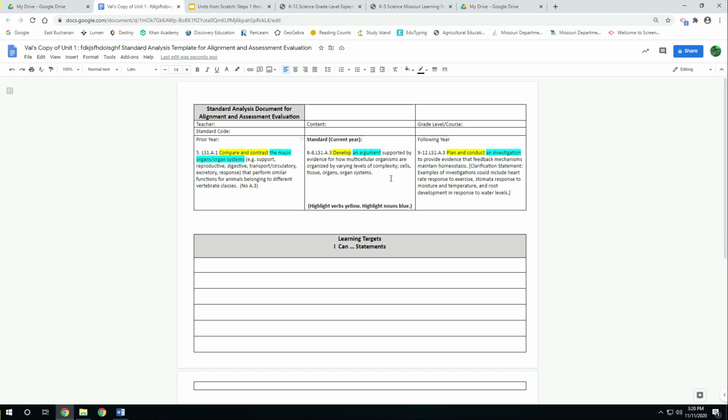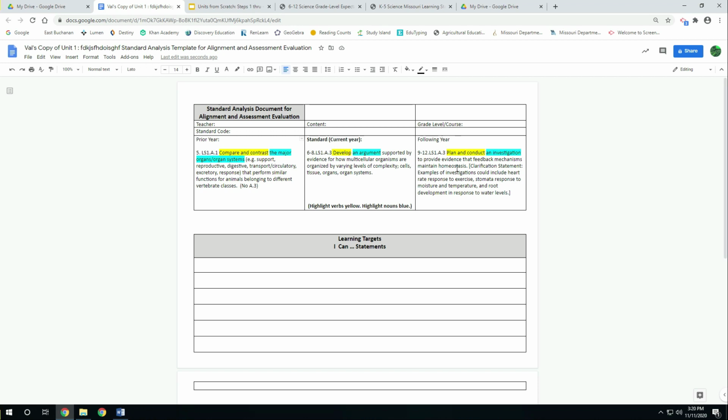All right, so that's pretty deep. I'm going to do that. Then what am I getting ready to do? What are my students going to be asked to do later? Plan and conduct an investigation to provide evidence that feedback mechanisms maintain homeostasis.